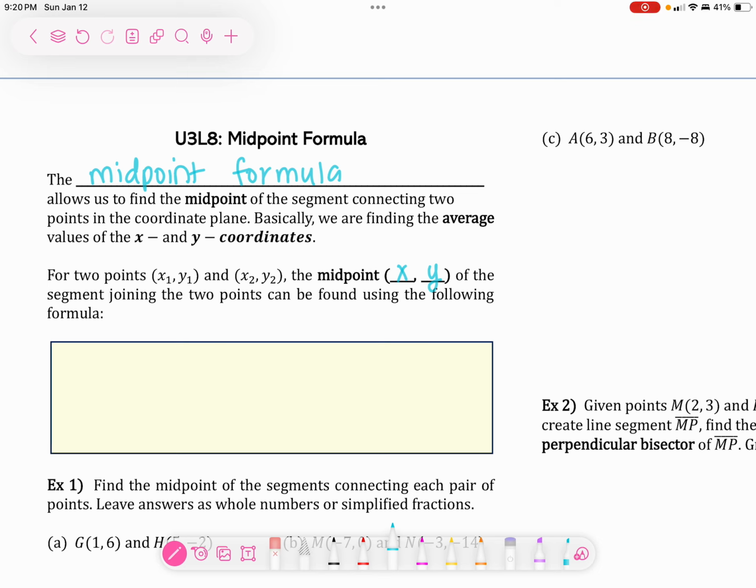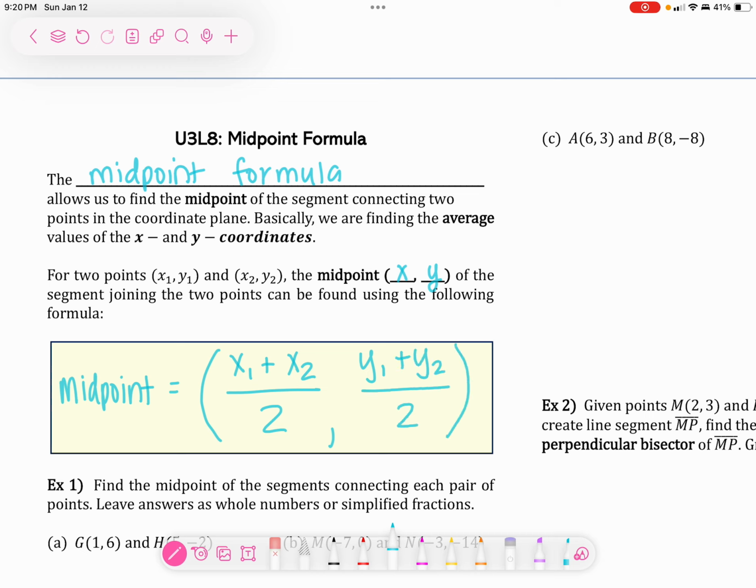So to find the midpoint, you simply find the average of the x's. So you take x1, add it to x2, divide by 2. And then for the y coordinate, you do the same thing. So y1 plus y2 divided by 2. So you're just adding the 2 x coordinates, divide by 2, add the 2 y coordinates, divide by 2.